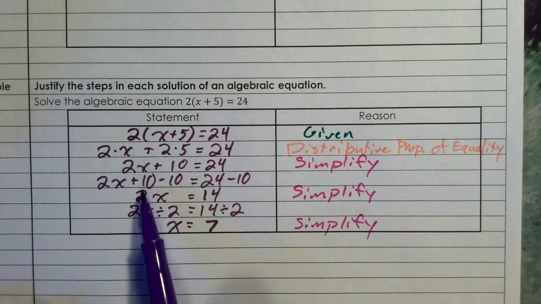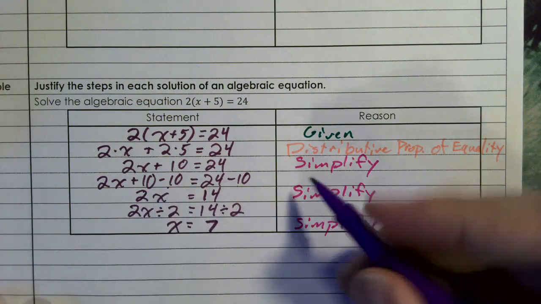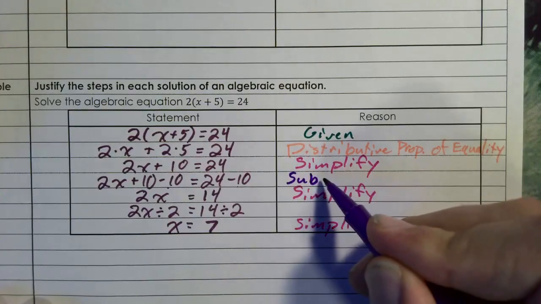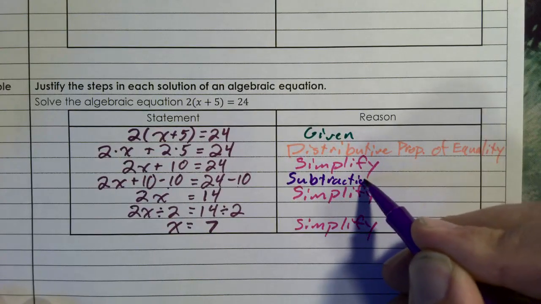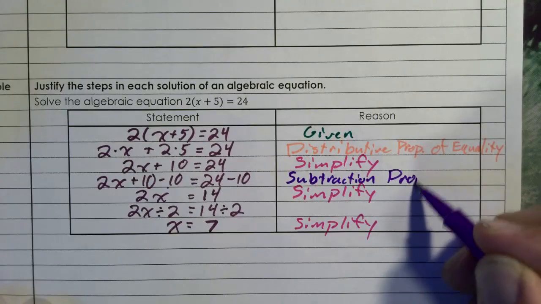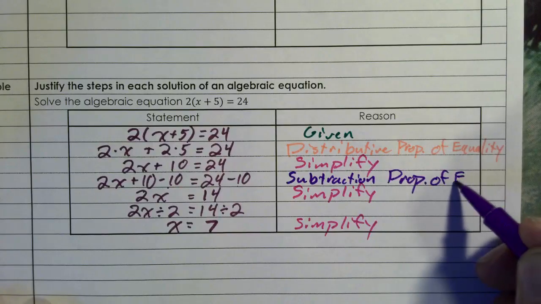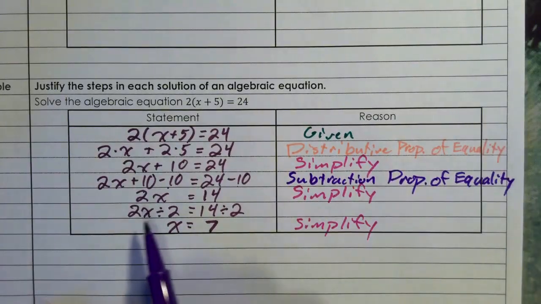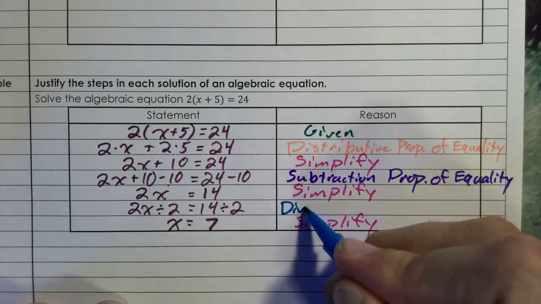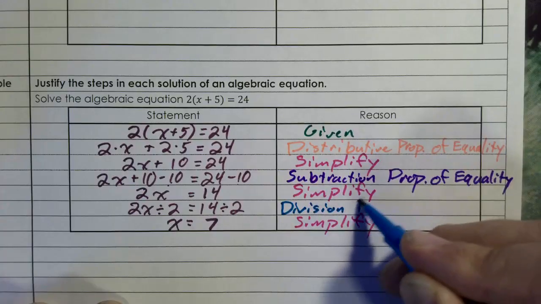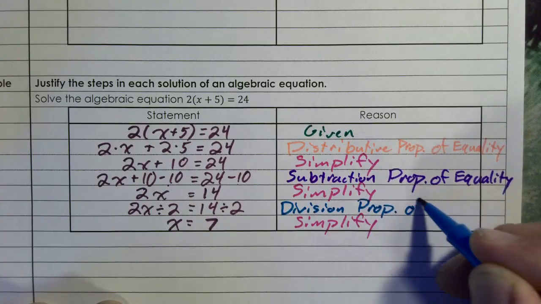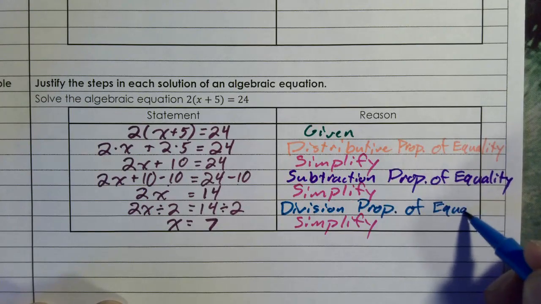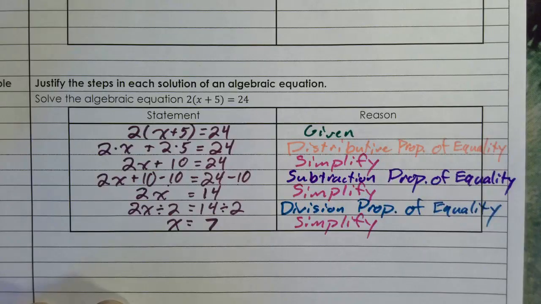Next, I subtracted 10 from both sides. So that was a subtraction property of equality. Okay. And then our last one was this division. So I had to divide both sides by 2. So that is my division property. And there we go. That's done.